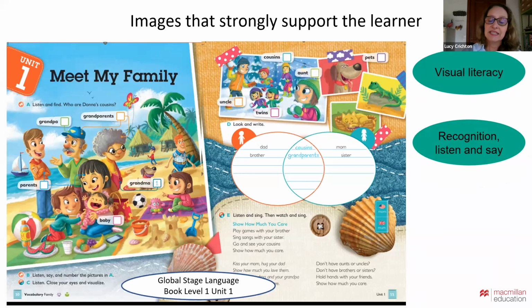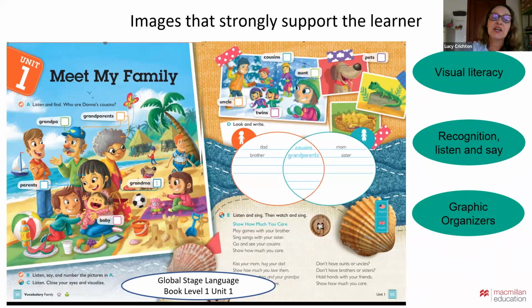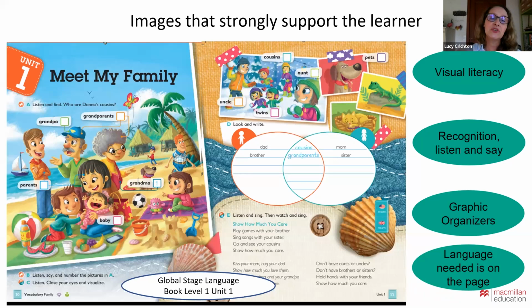Recognition, listen and say. And then they come over to a graphic organizer, this little mini pie chart here, where they're going to put members of the family that are male, members of the family that are female, and then in the middle, the collective family names, cousins, grandparents, for example. But you know, the good thing is that all the language that they need to do that writing is on the page. Okay, so it's all there. It really helps us a lot.